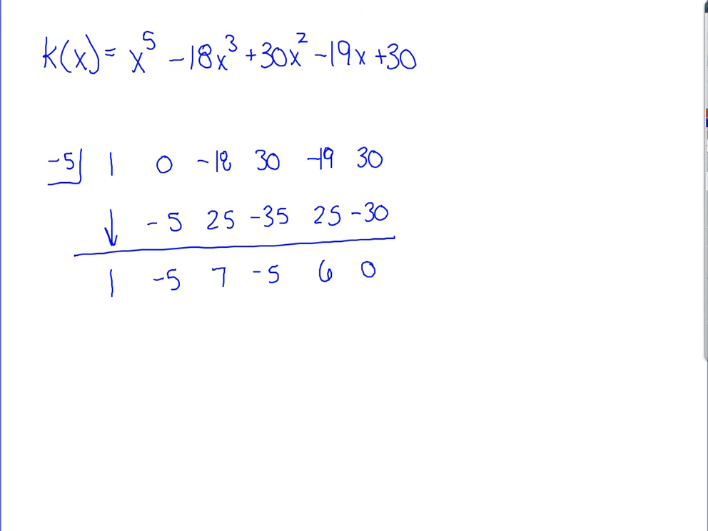If we go back to our graph, it looks like we do have another 0 at x is equal to 2. Remember, you can always use the quotient of your first division on your second one to factor this down farther.